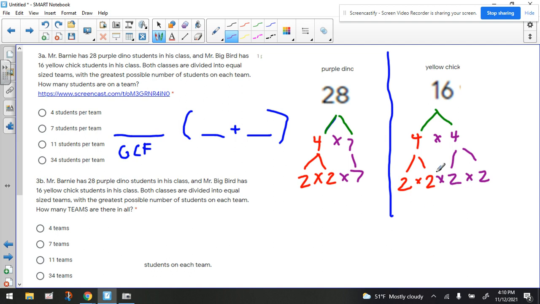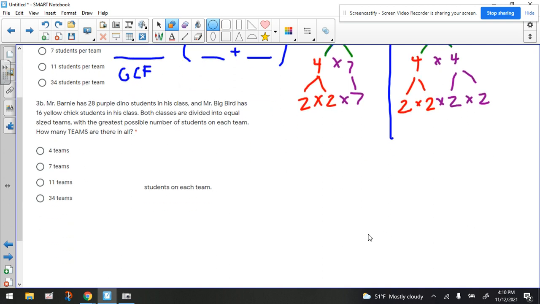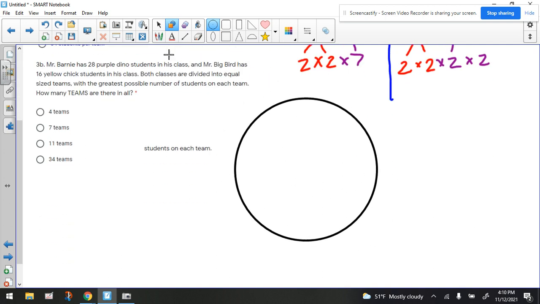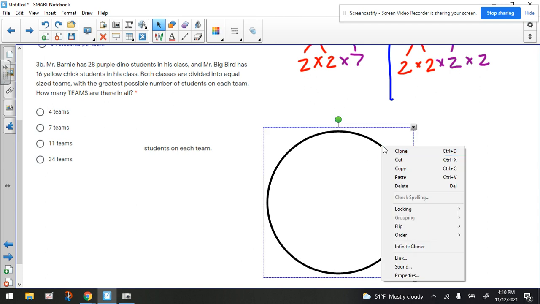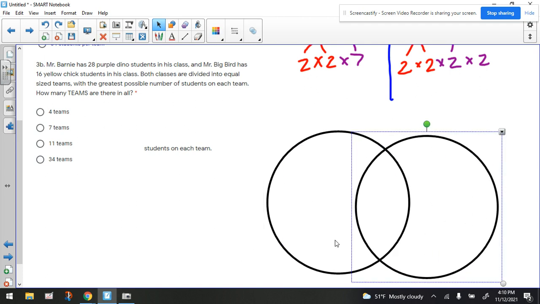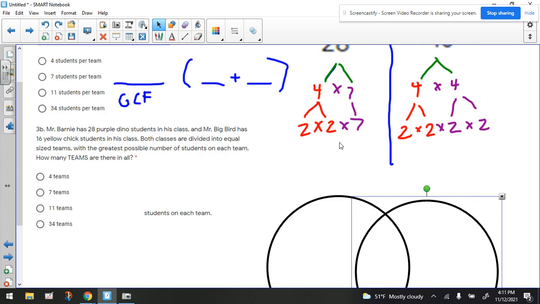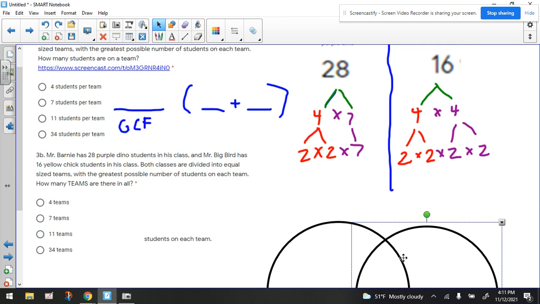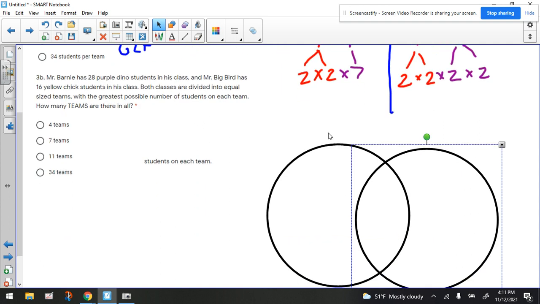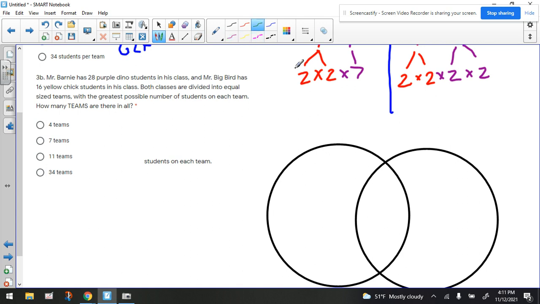Now, when you're finding the GCF of two numbers, we've been discussing in class how to use a Venn diagram to organize your numbers. We're going to have the left circle be the prime factorization for 28, and the right circle be the prime factorization for 16. Any numbers that are in common, we're going to put where the two circles interlock. So what are the numbers that they have in common? We have the number 2. We'll put that here. And then we have another pair of 2's.